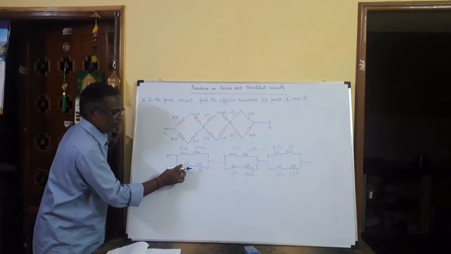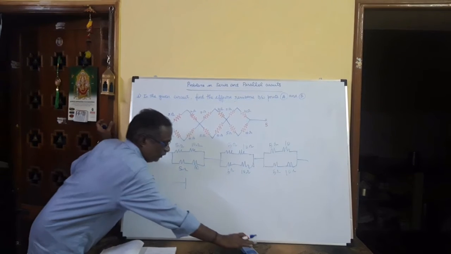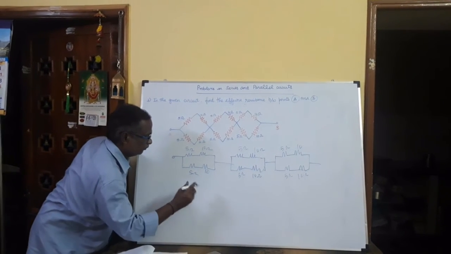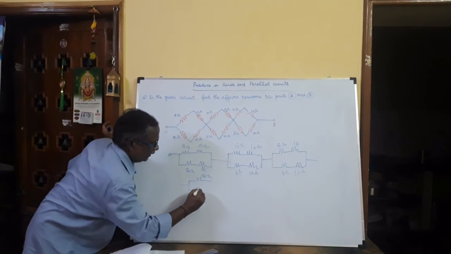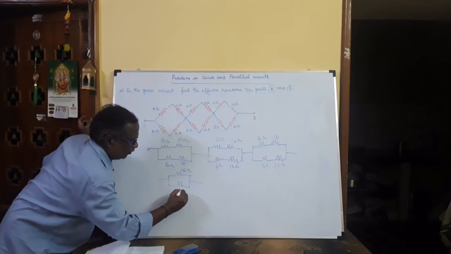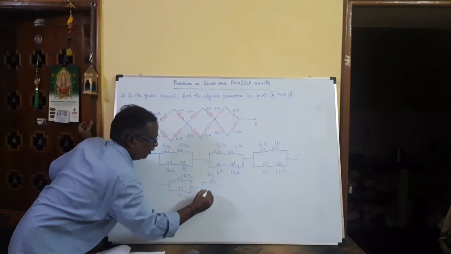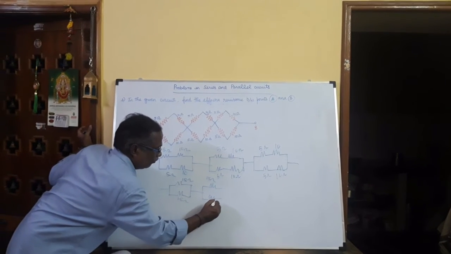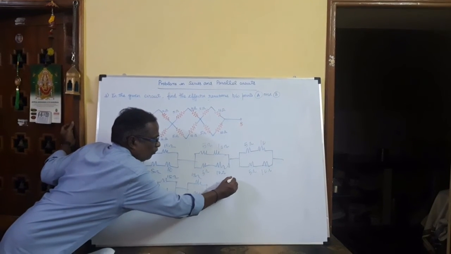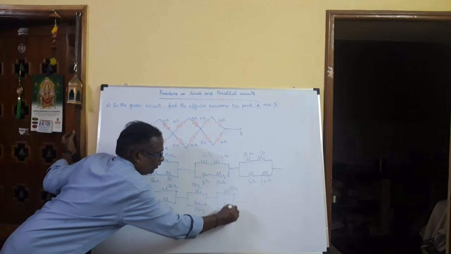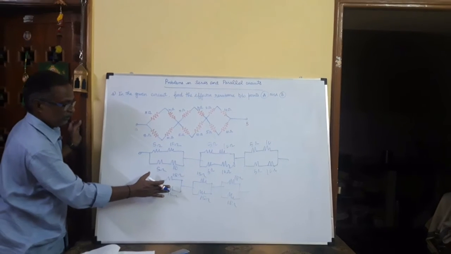Similarly, at the bottom, 5 plus 10, 15 ohm. So this circuit becomes 15 ohm and then 15 ohm. Similarly here 15 ohm, 15 ohm. Here 15 ohm, 15 ohm. Okay, so this circuit is reduced into the simplified circuit.